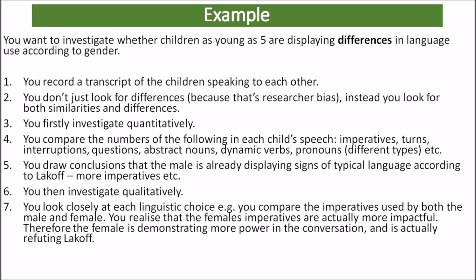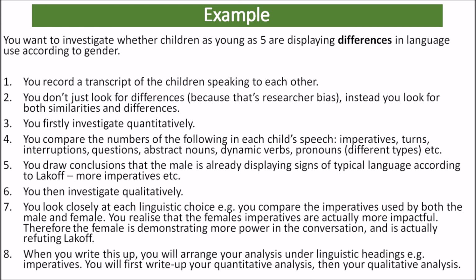Now, I hope you can see how that would work really nicely as an analysis journey, and you get really nice evaluative marks there, because by starting with the quantitative and then going into the qualitative, you're actually evaluating your own findings, and that's a way to get band 5, as we know. Now, when you'd write it up, you would arrange your analysis under linguistic headings. So you wouldn't arrange it under similarities and differences.